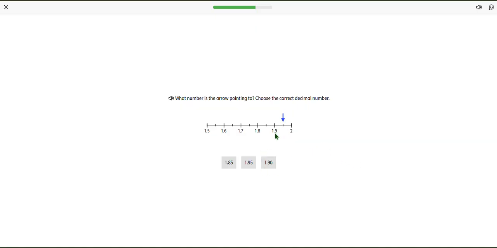So we're looking at 1.9, and 2 is the whole number, right in the middle of that. We have 1.9, like we said in the last one. 1.90 is equivalent or equal to 1.9. They mean the same thing in this case, but you could also say they were equivalent. Sorry, 1.85 comes before 1.9, and so it'd actually be in this spot right here. So our answer is 1.95. That becomes between the 1.9 and the 2 wholes.